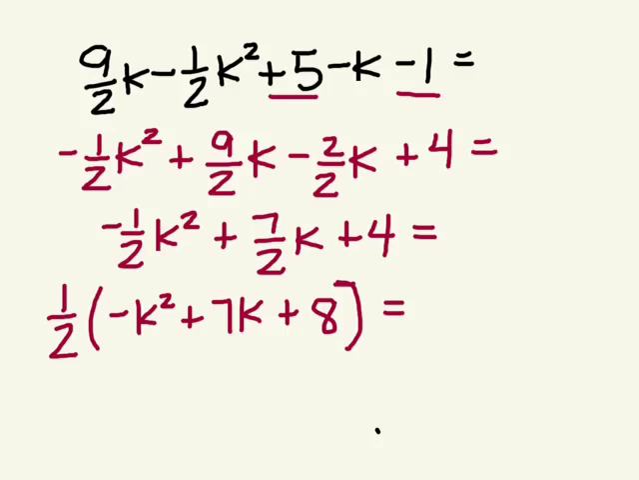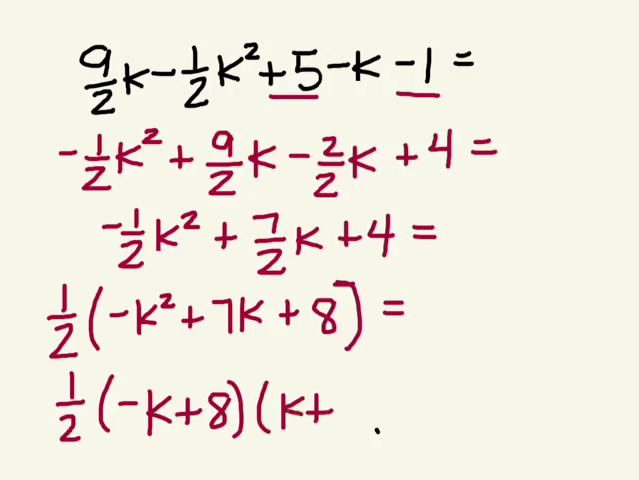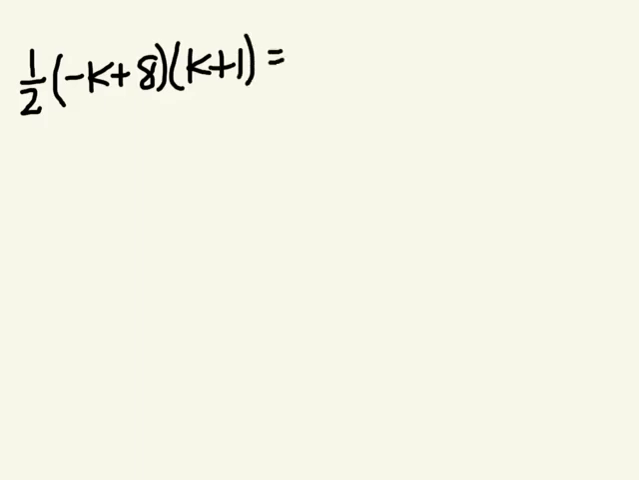And now I factor. I'll let you guys factor that, but what you should come up with is negative k plus 8 and k plus 1. So I'm going to write what I have right now, 1/2 negative k plus 8 times k plus 1 is equal to what my goal was.